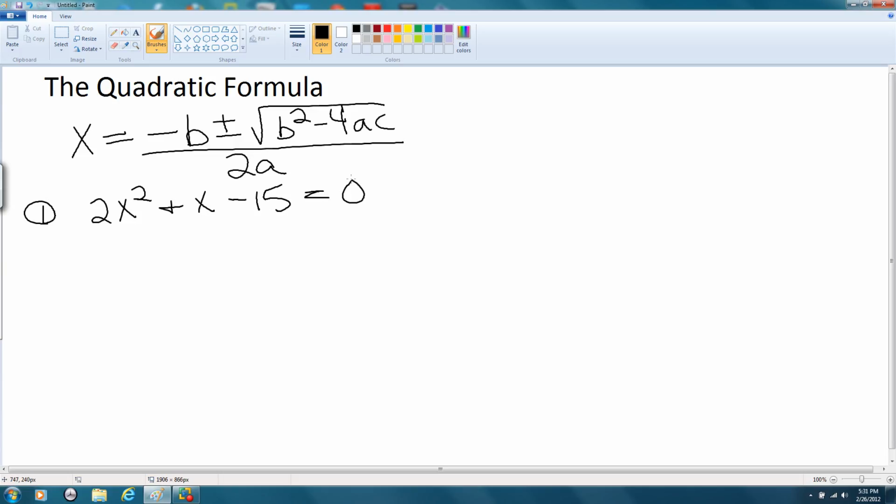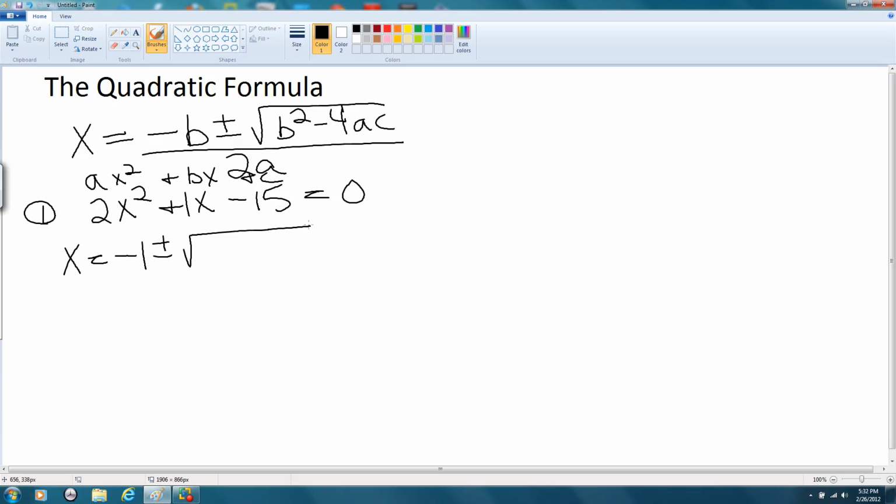Again, I could solve that by factoring or by completing the square, but I'm not going to. I'm going to use this. I'm going to say x is equal to the opposite of b. Well, remember that this is like ax squared plus bx plus c. So b here happens to be 1 because it's just x by itself, or we could put a 1x there if we wanted to. So the opposite of 1, or negative 1, plus or minus the square root of b squared.